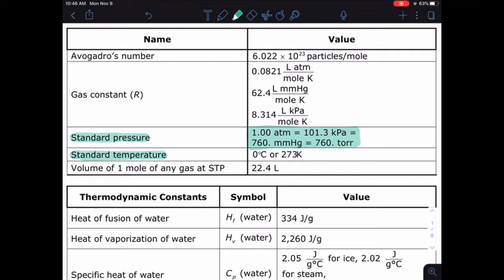So these are all just different units of pressure that we can use, and what we need to be able to do is to be able to convert between these different units of pressure, and these are the numbers that we're going to use in order to do that. So let me show you a couple examples.